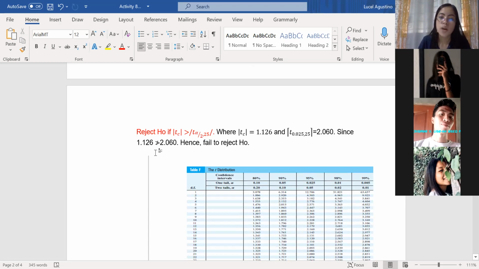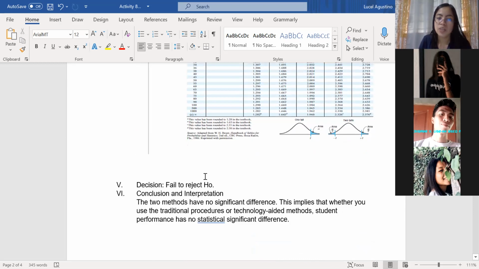So, since 1.126 is not greater than 2.060, so balik ta sa aton nga decision rule, nga reject HO if T-computed is greater. So, since dili man siya greater, so ang aton conclusion is fail to reject the null hypothesis. So, this is standard ni siya kung mag-display ka sa inyong critical region. This is amo ni siya ang aton nga way of presenting. But this one is default, reject HO. Amo na siya. And then, so atong decision is fail to reject HO.